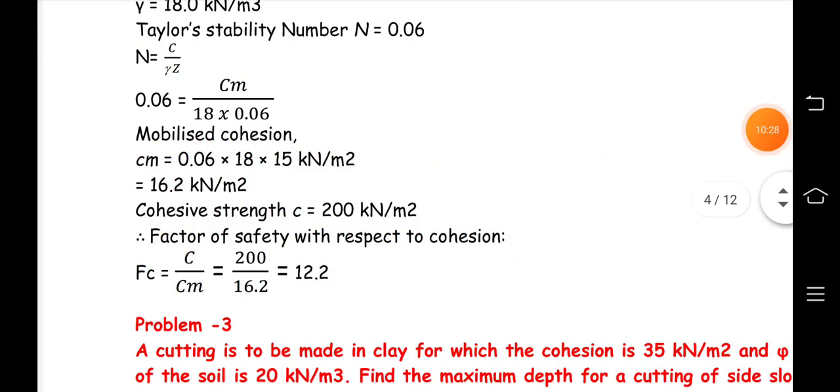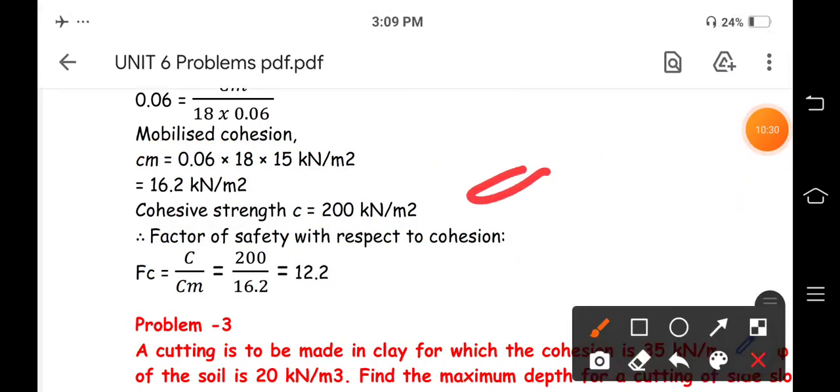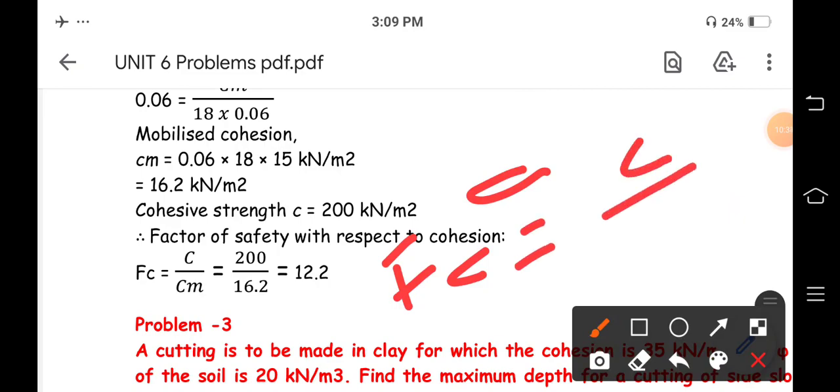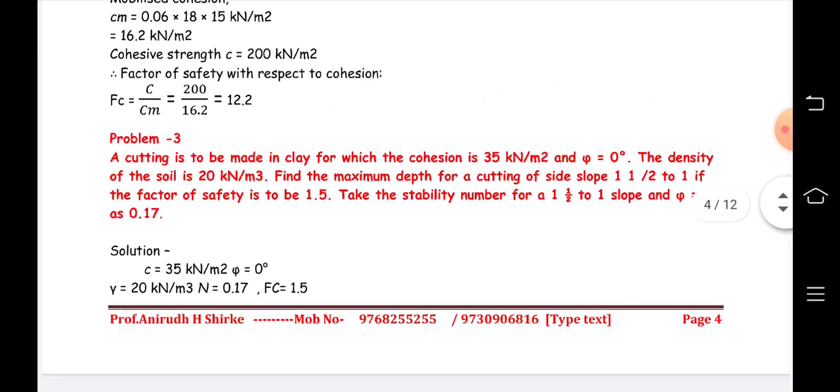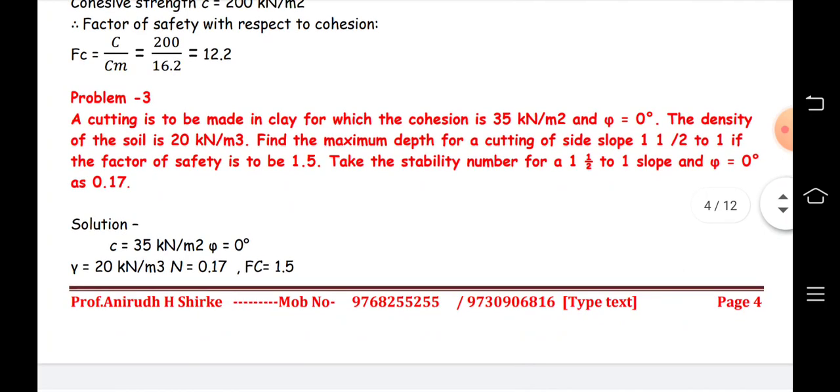ठीक आहे, तर आपल्याला काय दिलं आहे? कोहेजन दिलं आहे ना, बरोबर. तर आपल्याला माहिती आहे, फॅक्टर ऑफ सेफ्टी विथ रिस्पेक्ट टू कोहेजन इज व्हॅल्यू ऑफ C अपॉन Cm. ओके, व्हॅल्यू ऑफ C इज गिवन, दॅट इज 200. Cm आताच कॅल्क्युलेट केली आपण, 16.2. सो फॅक्टर ऑफ सेफ्टी विल बी इक्वल टू 12.2.